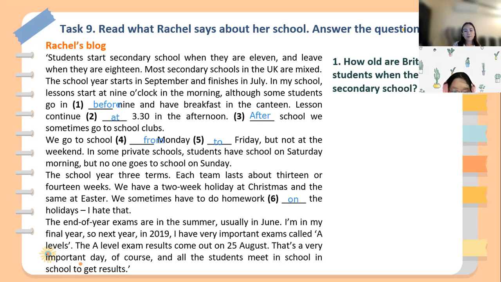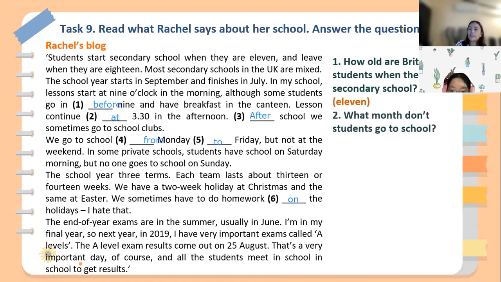The A-level exam results come out on 25 August. That's a very important day, of course. And all the students meet in school to get their results. How old are British students when they start secondary school? They start secondary school when they are 11 years old.